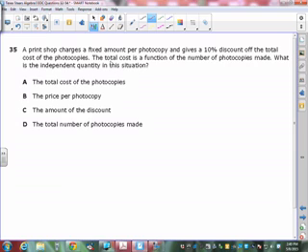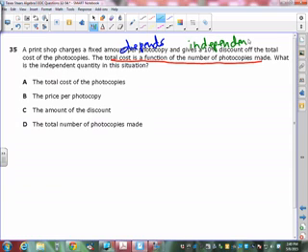This one, they tell us the total cost is a function of the number of photocopies. What is the independent variable? Well, first of all, the cost depends on the number of photocopies, so the number of photocopies has got to be the independent variable. So your answer would be D. The independent variable is the total number of photocopies.